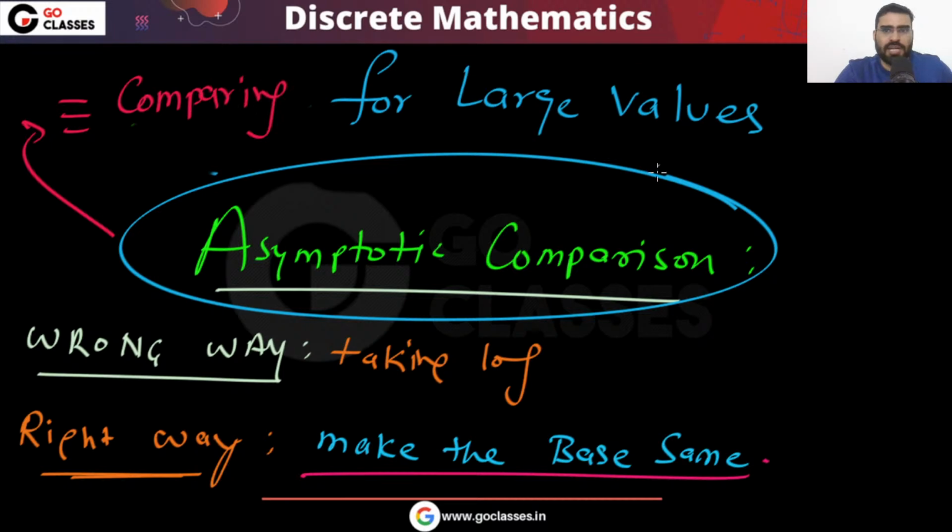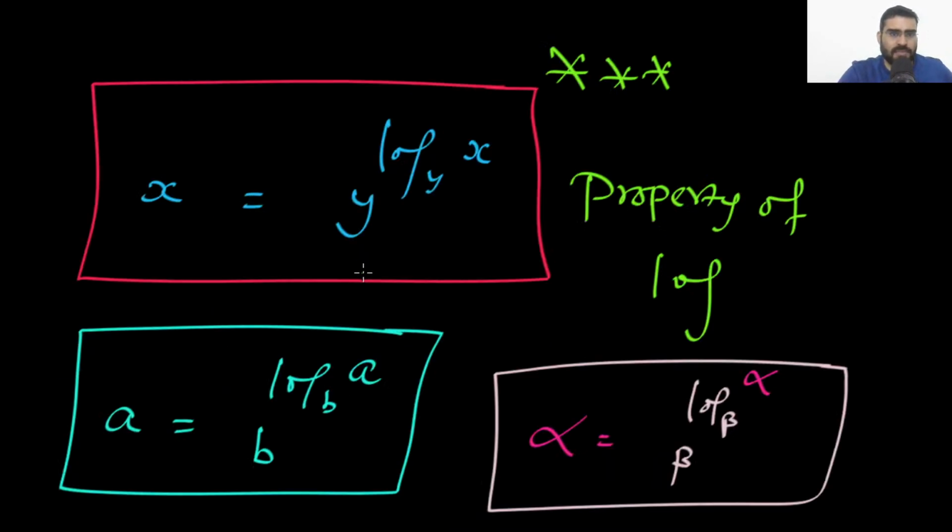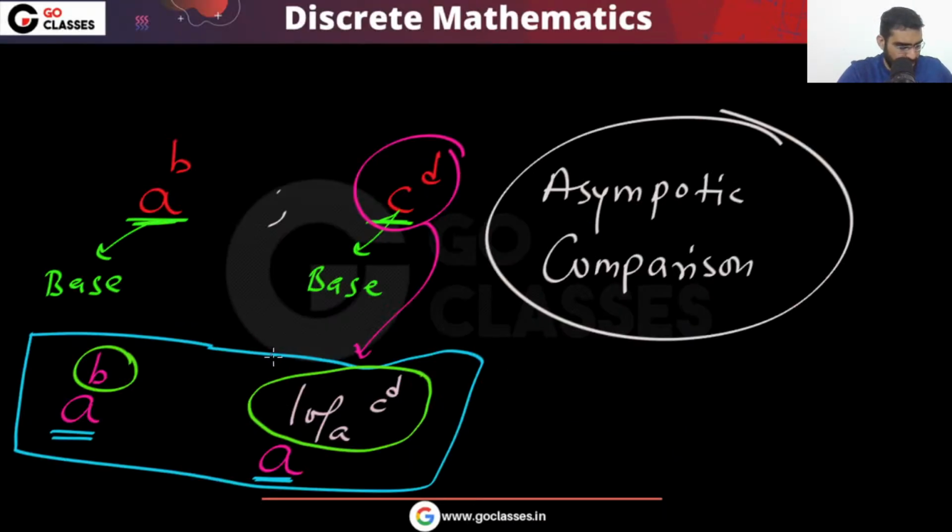Comparing for large values, you can see that taking log is the wrong way, and the right way is to make the base the same. So you can just use this method: this x you can write as y power log y x. Like this you can write it very easily. So this is how you can make the base the same.